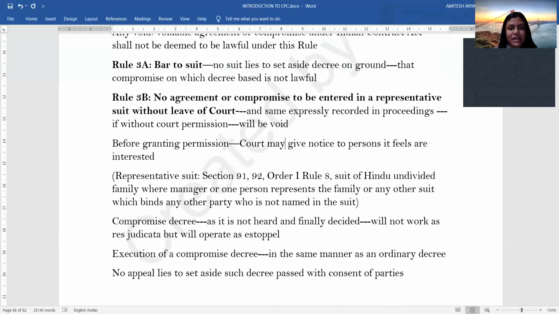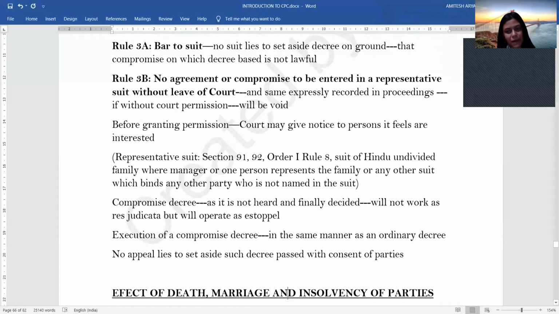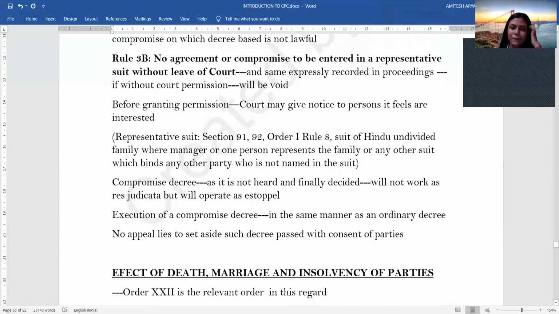Now, a compromise decree, as such, because it was not heard and finally decided by a court, will not work as res judicata. However, it operates as an estoppel. Execution of a compromise decree is always done in the same manner as an ordinary decree, and no appeal lies to set aside such a decree when it is done with the consent of parties.